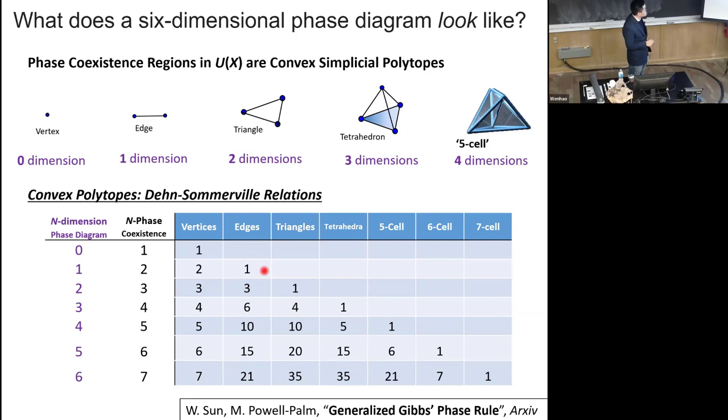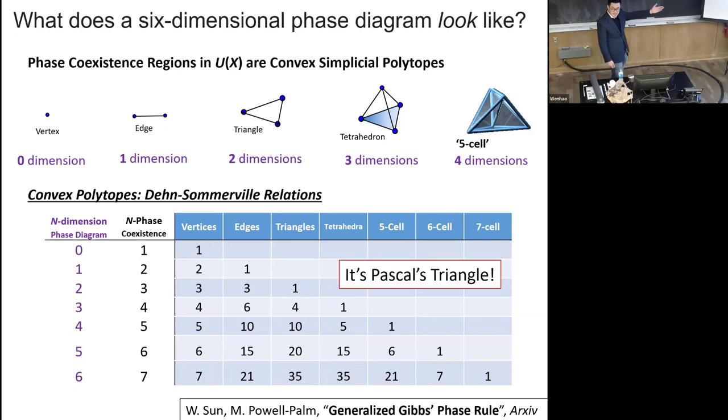And if I go to a higher dimension, a seven-dimensional simplicial convex polytope on a six-dimensional phase diagram, it'll have one seven-phase coexistence, seven six-cells, 21 five-cells, 35 tetrahedra, 35 triangles, 21 edges. Maybe this is hard for you to appreciate, but it's just Pascal's triangle. Isn't that wonderful? And what is a phase diagram except for phase boundaries? You get axes and phase boundaries, and you have the phase diagram.